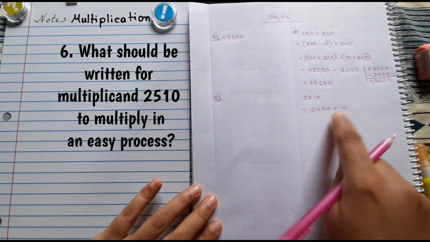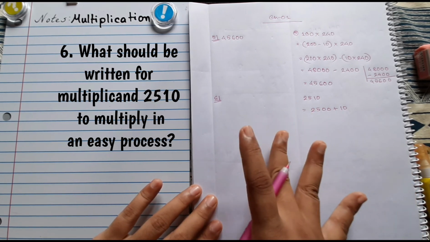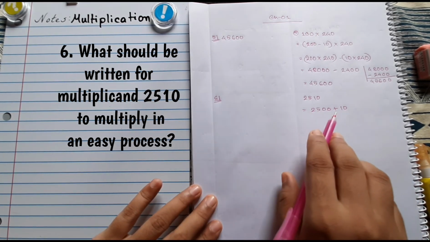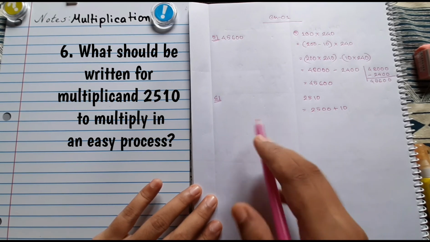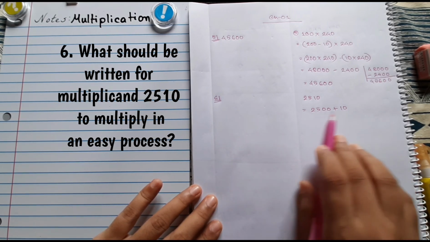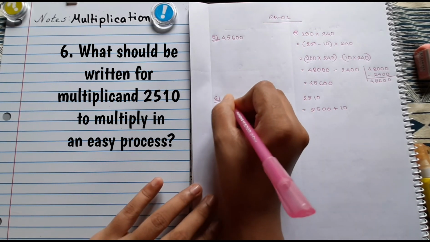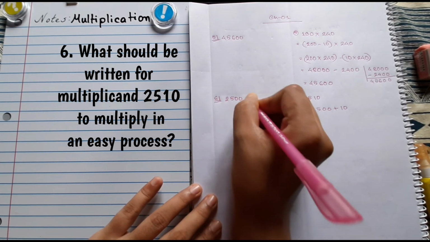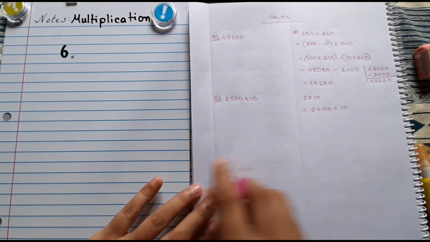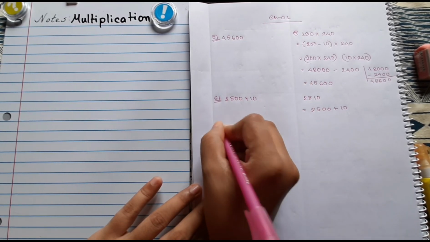This is the easy process. When we are going to multiply this one with any other number, and it should be an easy process, at that time we are going to separate them like this. The pair should be like this. So your answer will be this.